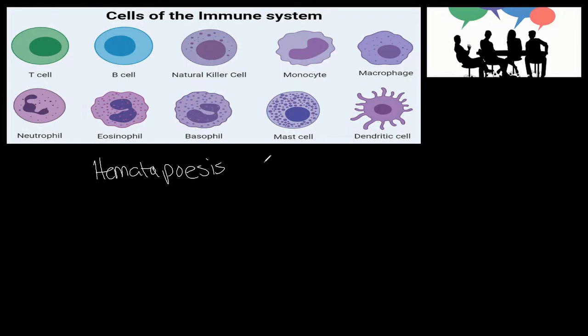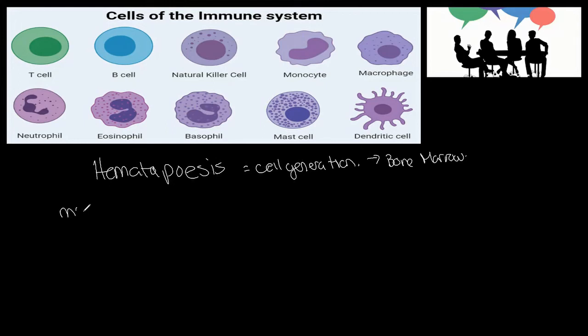Hematopoiesis essentially means cell generation, and this occurs, as we said before, in the bone marrow. Stem cells are the progenitors of these cells, and they're multipotent, which essentially means that they can become many types of cells. These progenitors can produce any type of cell, and they differentiate in one of two ways.